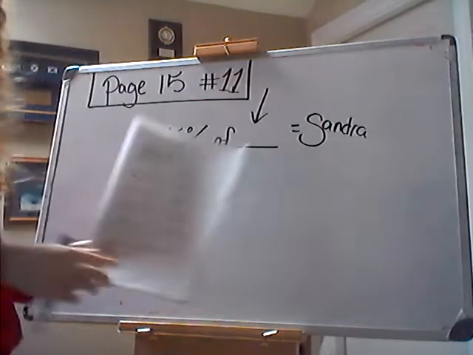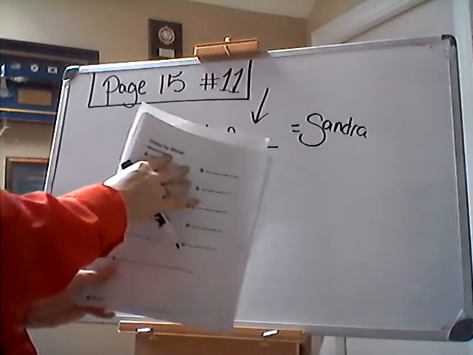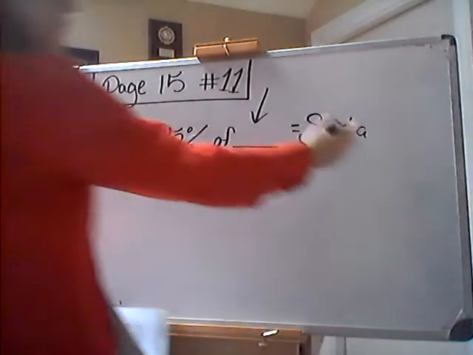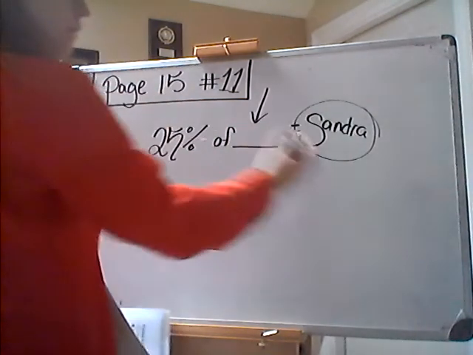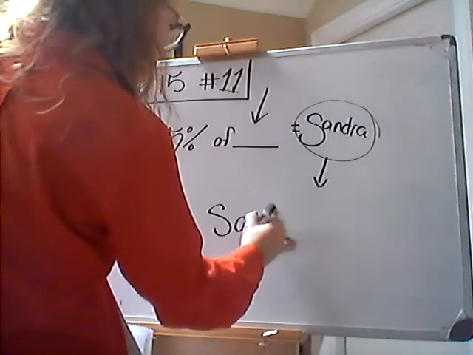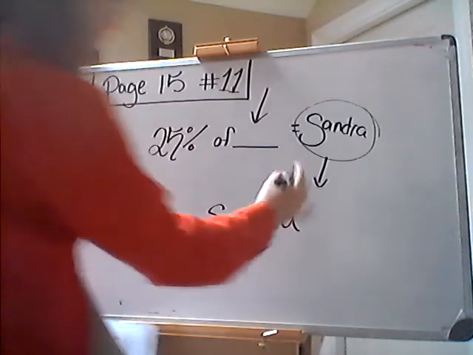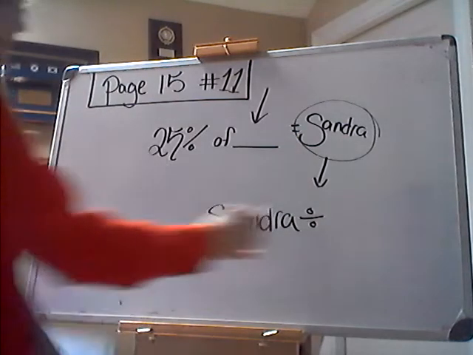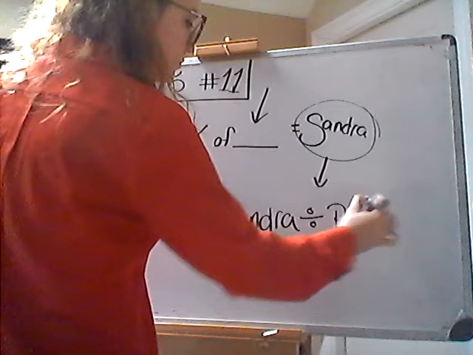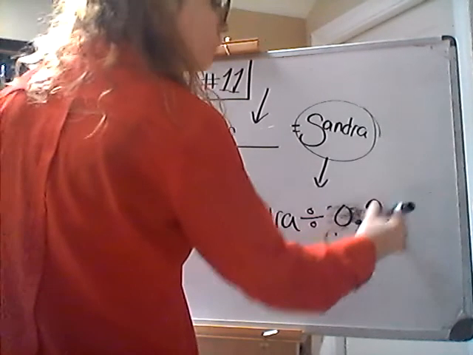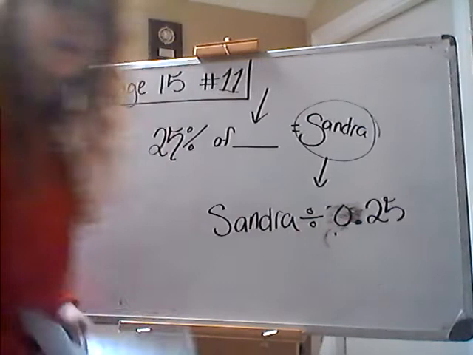Well, it's the same thing you've been doing on all the rest of the problems. Remember that pattern I said we were doing? You would take whatever number this is, which I have aptly named Sandra, and you would divide by the percent, or in this case, 25% or 25 hundredths. Now you're going to need to write that in words.